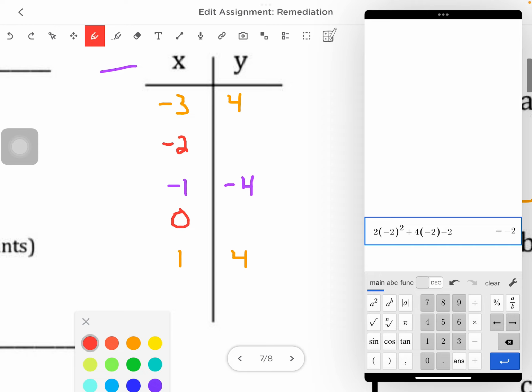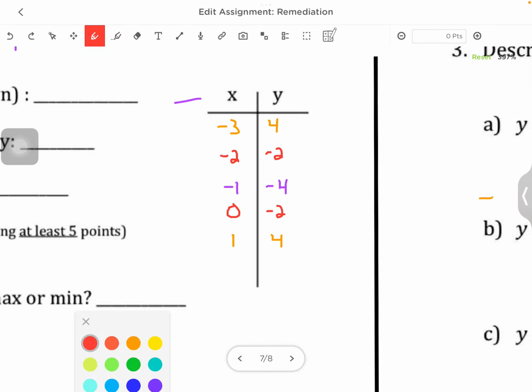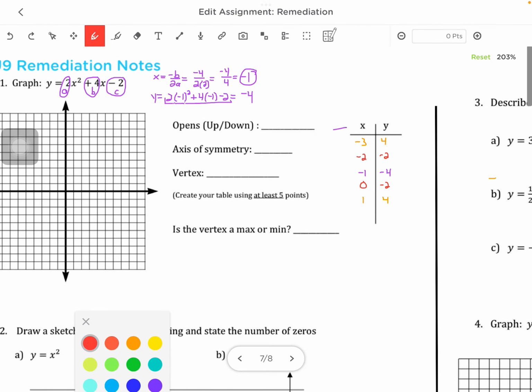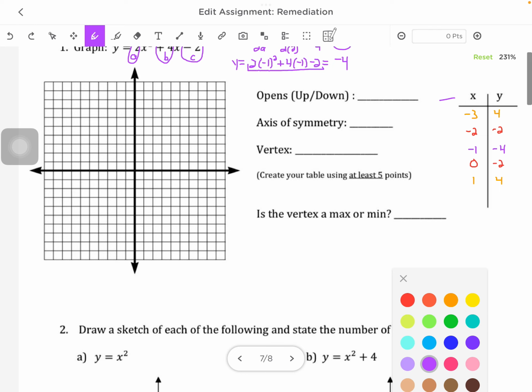And it looks like I'm getting -2. Coincidence, that's the same number. Not always going to be the case. Okay, now that I'm done with my calculator, I can go ahead and graph the points. I always like to start with my vertex first. So -1, -4, the purple number right there. That's going to be go left 1 and then down 4.